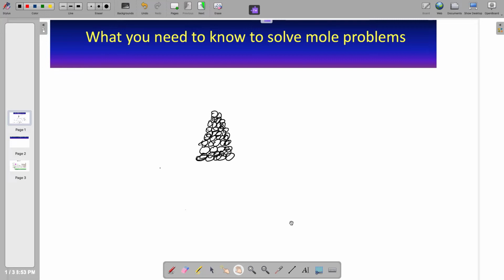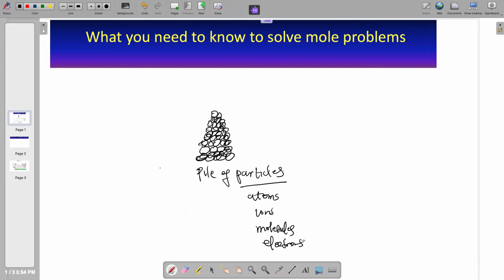So first, what is a mole or what is 1 mole? 1 mole is just a pile of particles. As an illustration, I have a pile of particles in front of us. So this is a pile of particles. Now, these particles here could mean atoms, ions, molecules, electrons, and so on. So a mole is a pile of particles. So we can say 1 mole, which is 1 mol, is equal to a pile of particles.